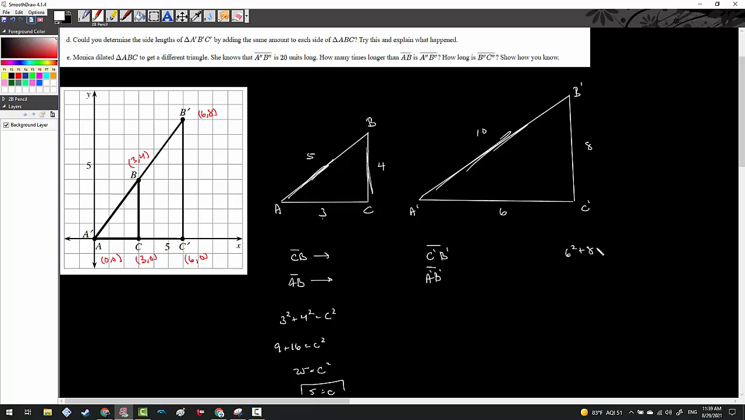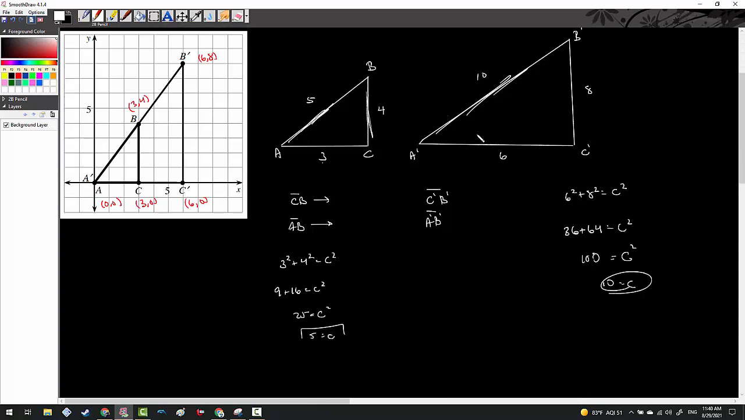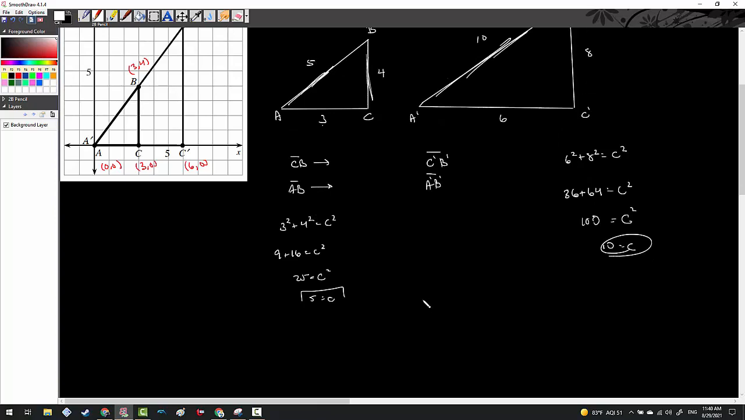6 squared plus 8 squared equals c squared. So I've got 36 plus 64 equals c squared. Oh, sorry, c squared equals 100. So that means that c equals 10. And here we are, right? We predicted it would be 10. It was 10. So some of the observations we can say is that each side length, each side is double the length of the original.